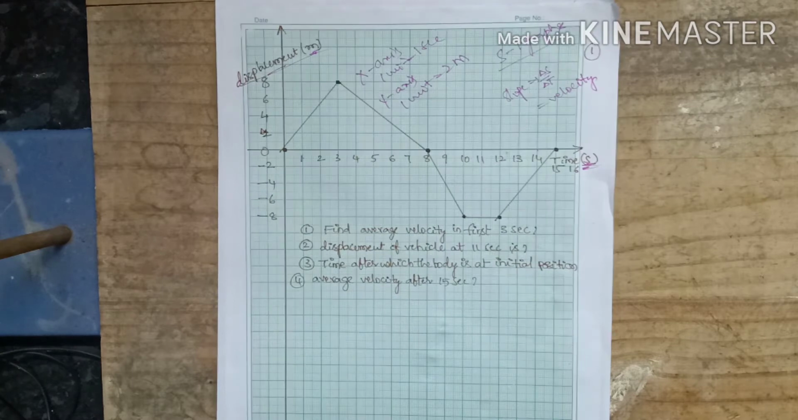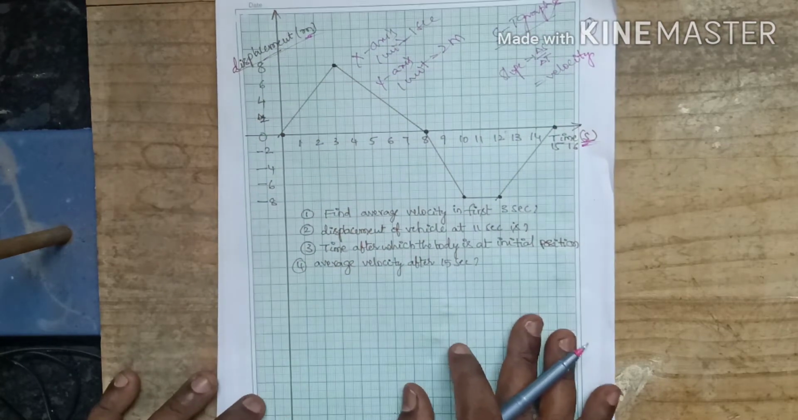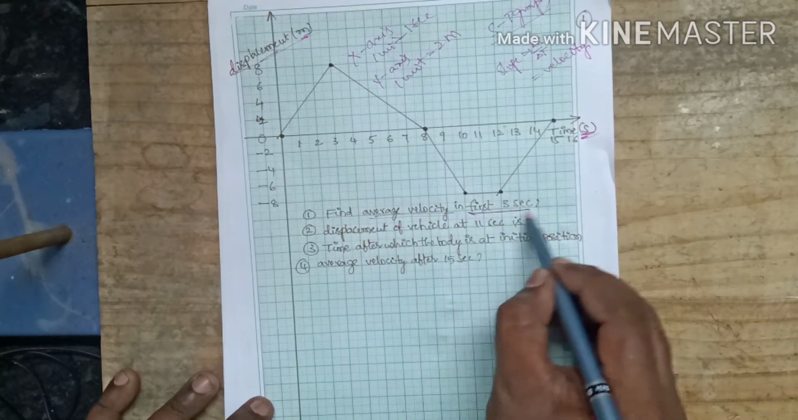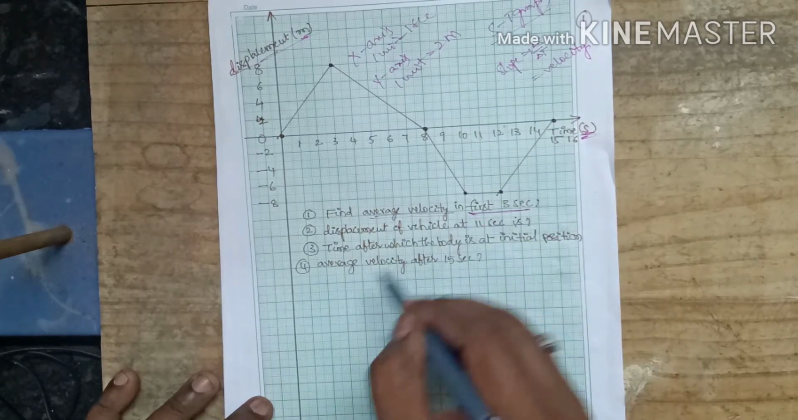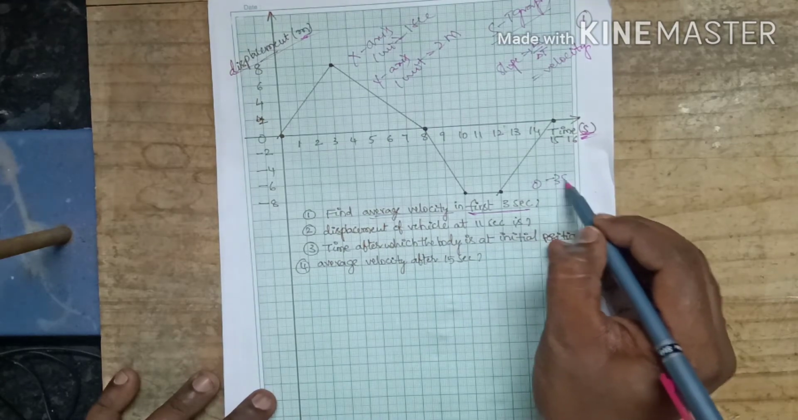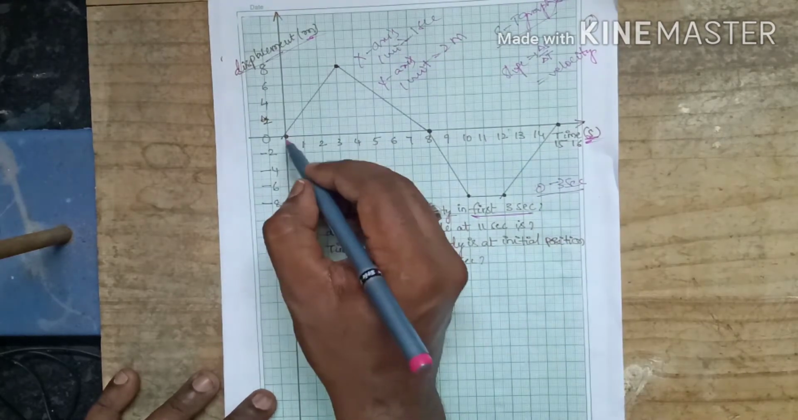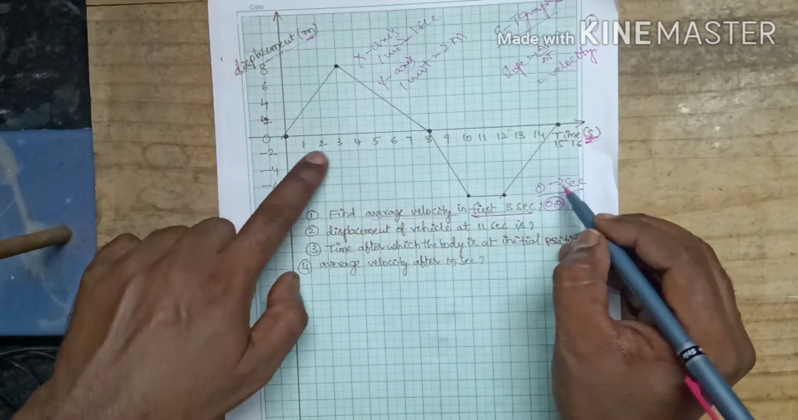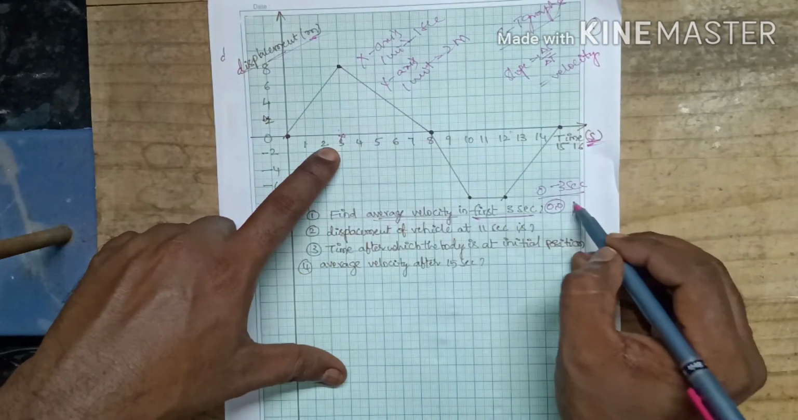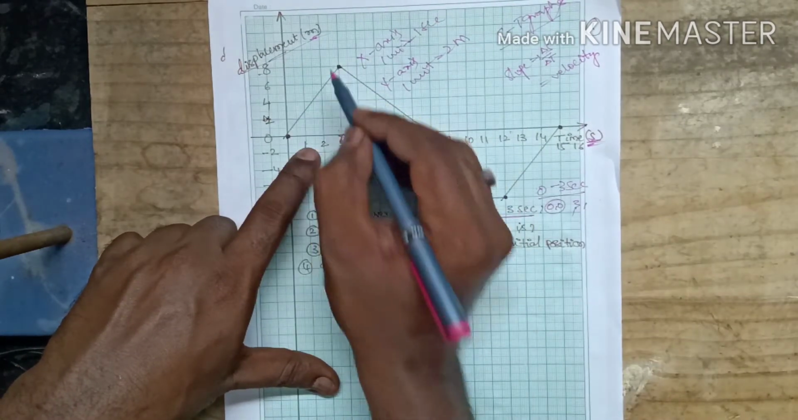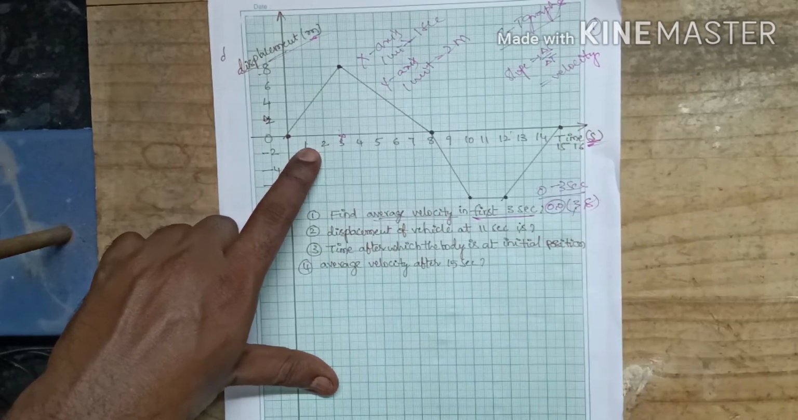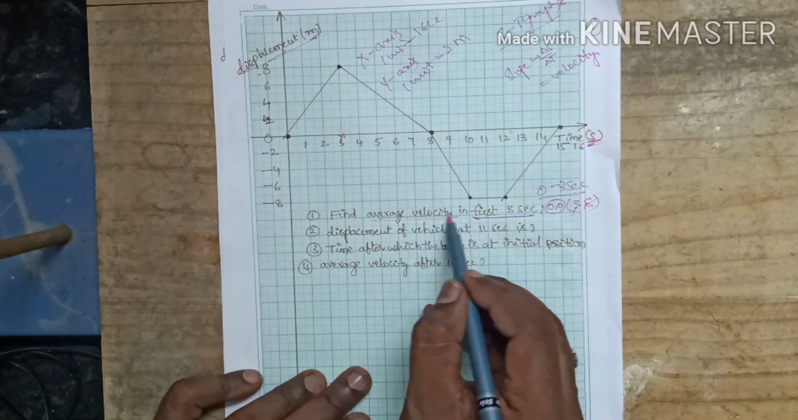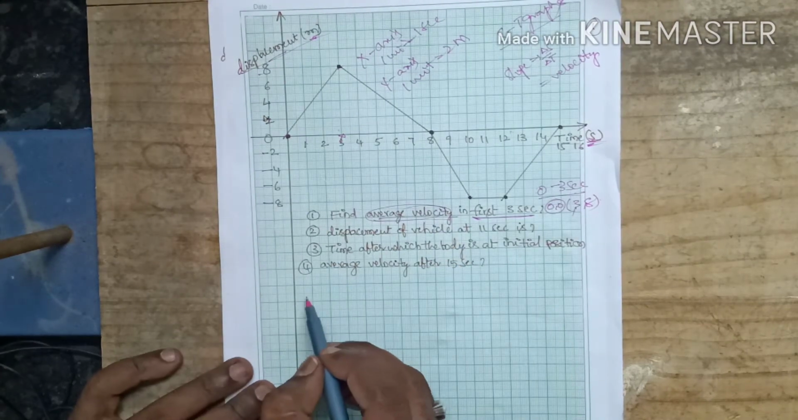Okay, now let us come to the given questions. First one, find the average velocity in the first 3 seconds. In the first 3 seconds means 0 to 3 seconds. At 0, the coordinates are (0, 0). At 3, the time is 3 and the displacement is 8. So these are the coordinates between 0 and 3. What should we find out? Velocity we should find out.